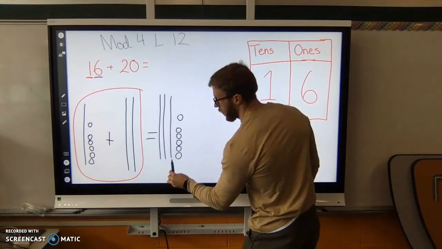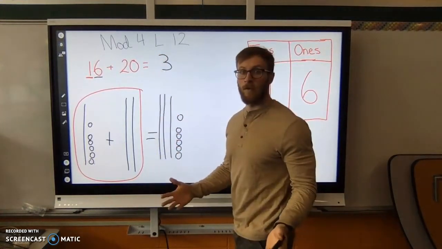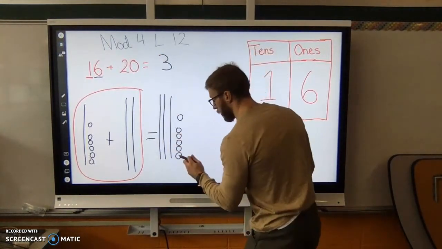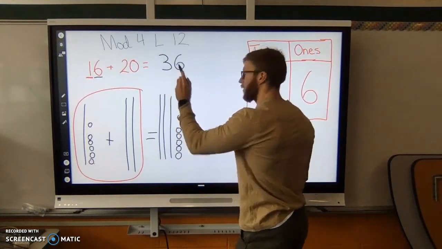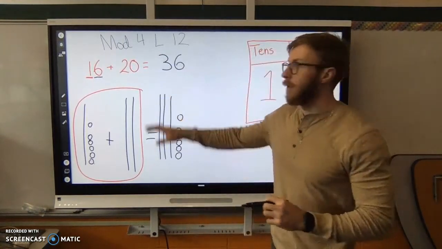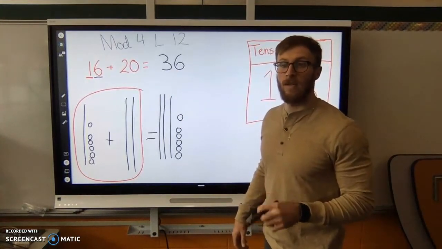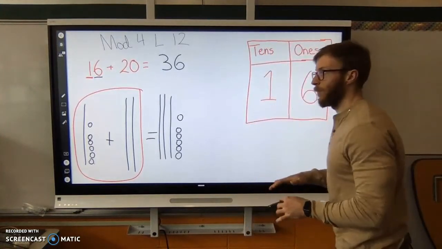1, 2, 3. There are 3 tens, so I write the number 3. I don't have to change it to 30 or anything, just 3. Now I'll count our ones. 1, 2, 3, 4, 5, and 6. And I write just 6. And there's our answer. What number is that? 36. Let's come back over to our place value chart now.